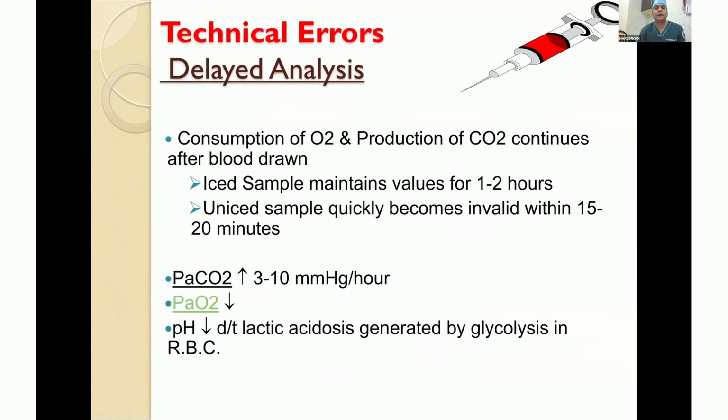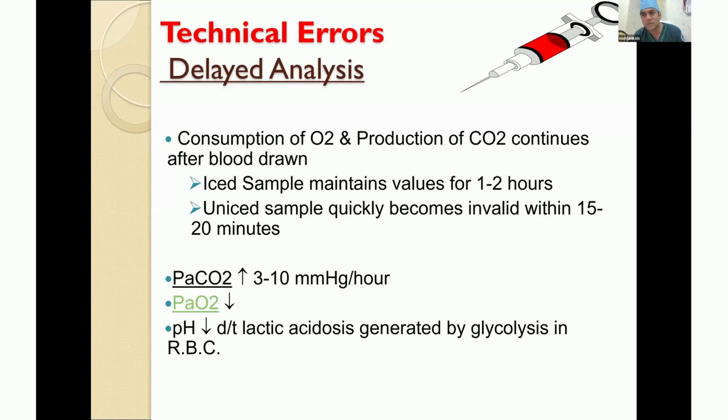Then the most important point is how you take an ABG sample. So normally they say that take the sample and analyze as quickly as possible. But what happens if there is delayed analysis? So if you've taken a sample and you've kept it and you're not analyzing, maybe your ABG machine is not there or you have to send the sample somewhere else. So what will happen? There will be consumption of oxygen and production of carbon dioxide that continues after blood is drawn. So normally we say that we should keep the sample on ice.